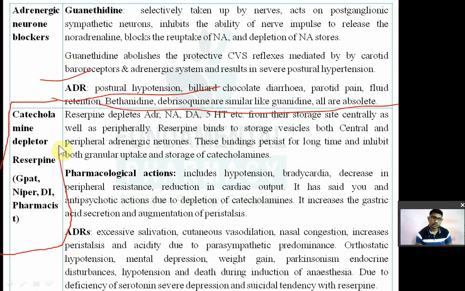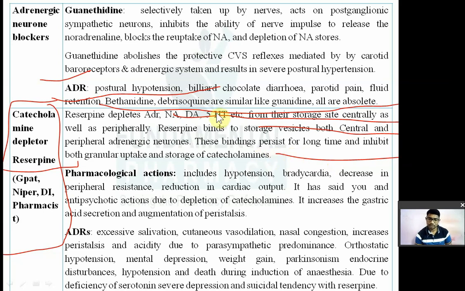It is an alkaloid obtained from Rauwolfia serpentina, and it causes depletion of biogenic amines like adrenaline, noradrenaline, dopamine from their storage site, centrally as well as peripherally. Reserpine binds to the synaptic vesicle both at central and peripheral adrenergic neuron and depletes it. This binding of reserpine with vesicles is for a long time, and both granular uptake and storage of catecholamine is affected.